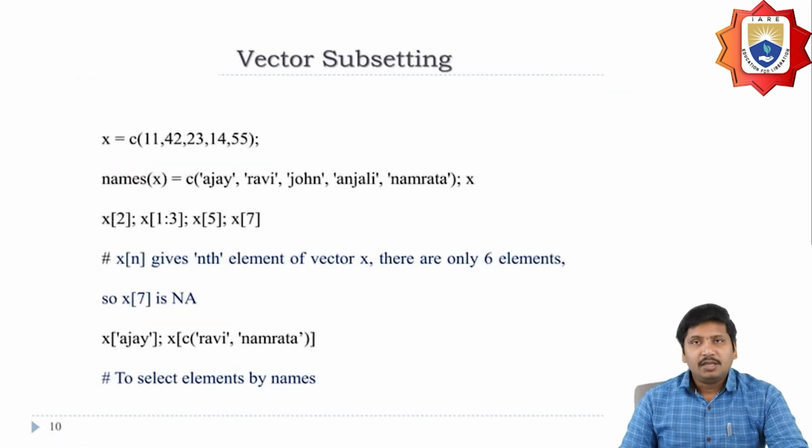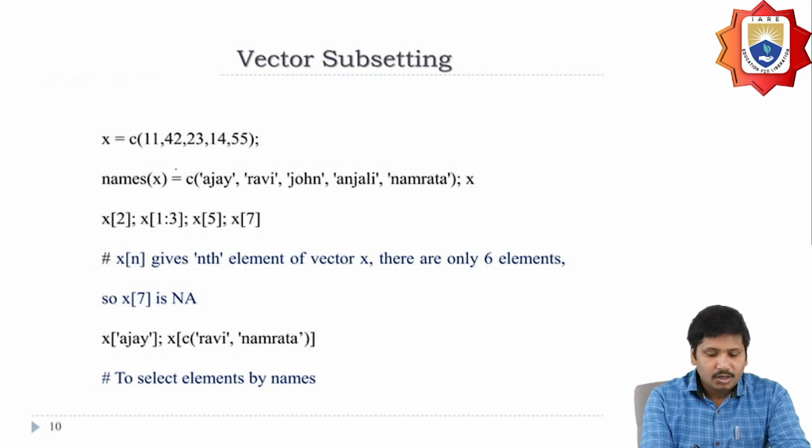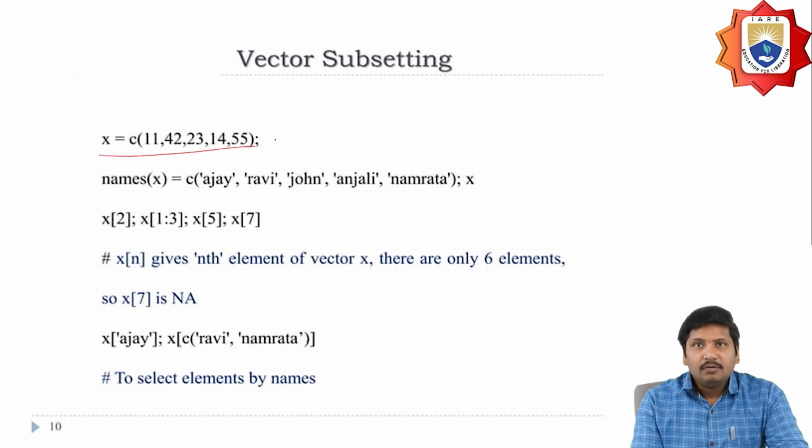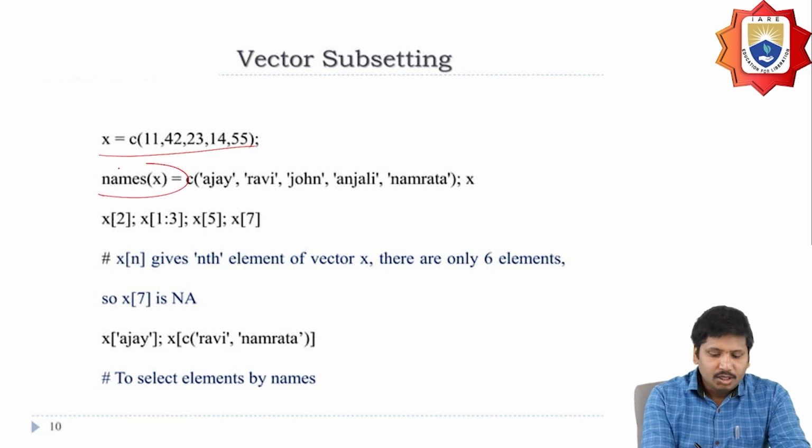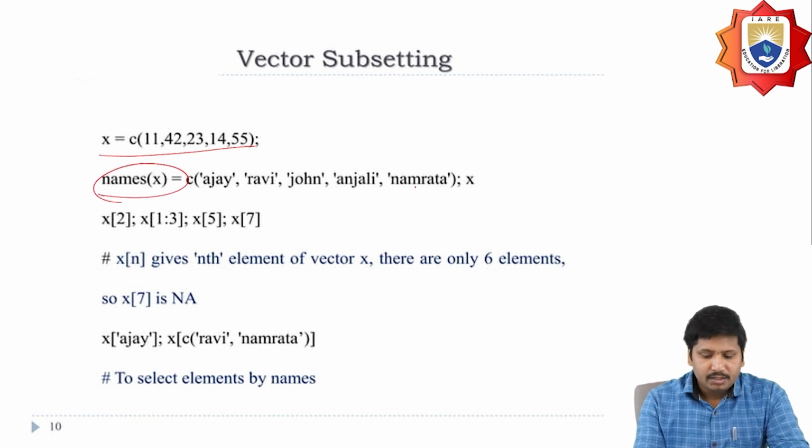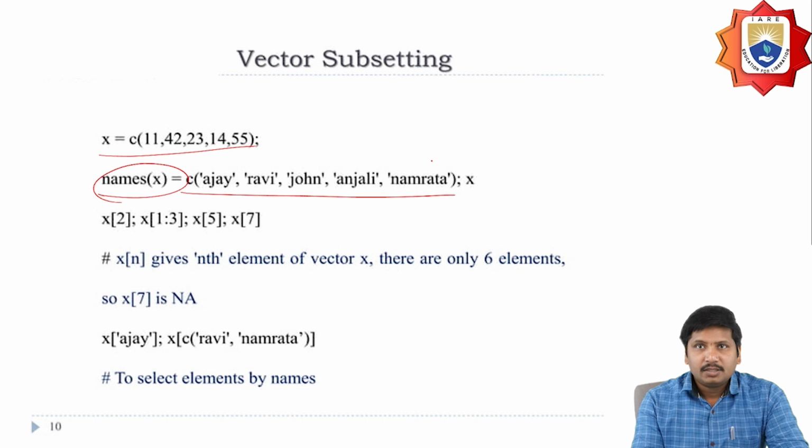Then vector subsetting. In this one, x equal to c of vector values are created. Then names of x I'm going to assign as a c vector. Ajay, how many marks in max, social? Ravi in max, John in max, Anjali in max, and then come x. So how can I set and write these values?